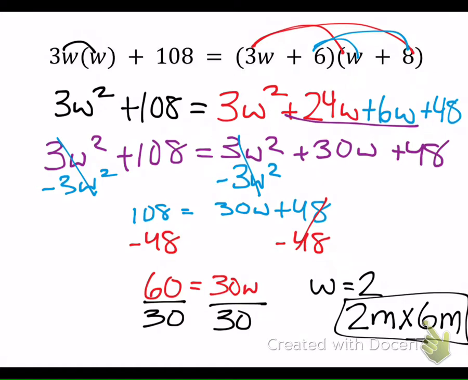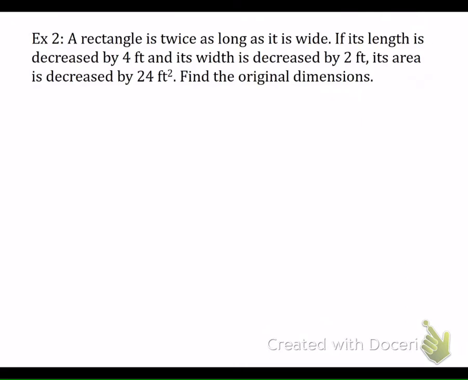Are you ready for example 2? Kind of, not really. Well, let's do it. Okay. A rectangle is twice as long. That's going to be key. A rectangle is twice as long as it is wide. If its length is decreased by 4 feet and its width is decreased by 2 feet, its area will be decreased by 24 square feet. Find the original dimensions.